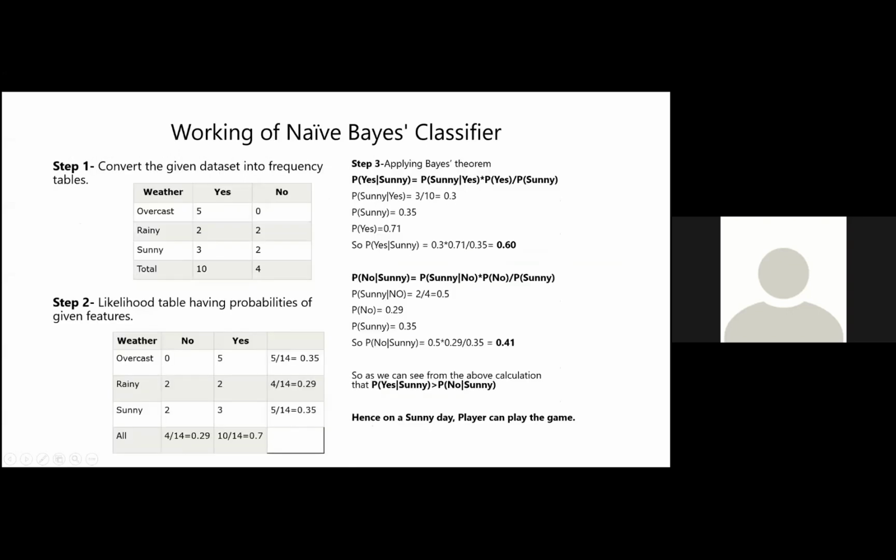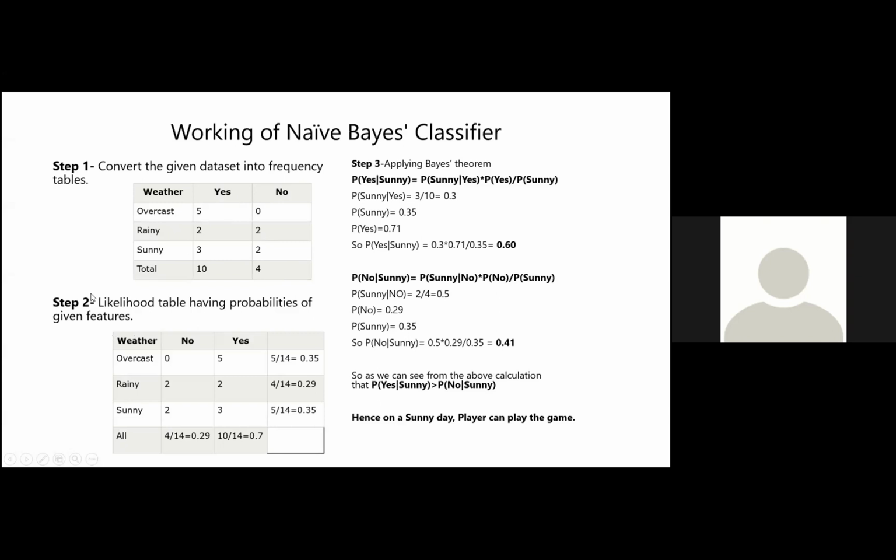The first step, as I told you, is to convert this data set into frequency tables. These frequency tables say that overcast weather is occurring 5 times with the label yes, and there are 0 occurrences in the training set with the class label no. Similarly, we calculate the frequency of all the features, and we calculate the total of each occurrence corresponding to the class labels, yes or no. Here these are the features and these are the class labels.